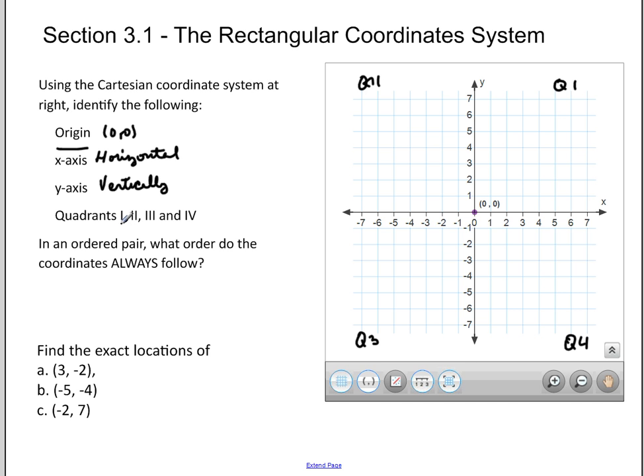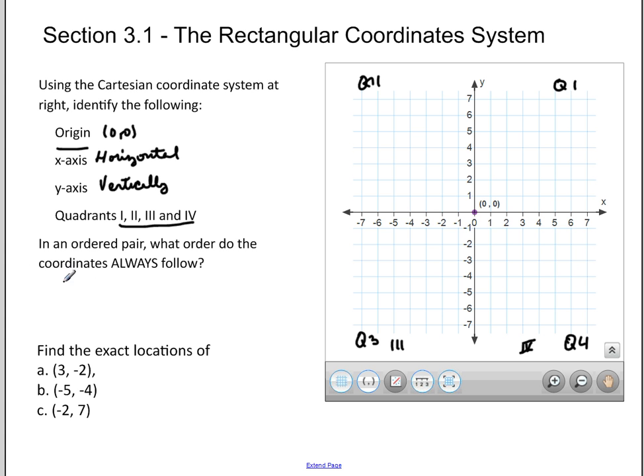Now, the typical way to write these is using Roman numeral notation. Frankly, I don't really care one way or the other. As long as we have quadrants 1, 2, 3, and 4, you can use either numbering system as long as you know where we are. Just be aware of that notation.